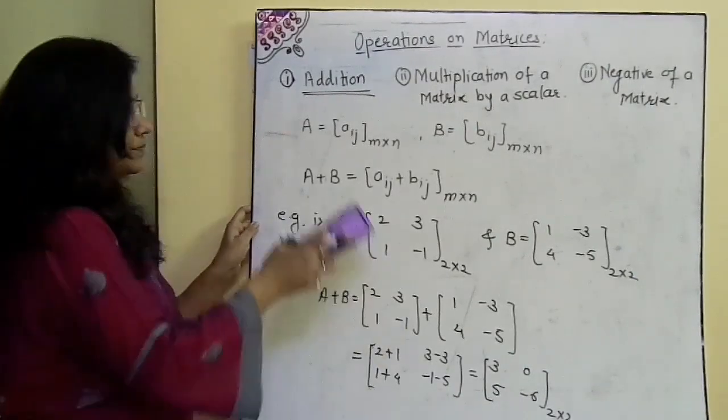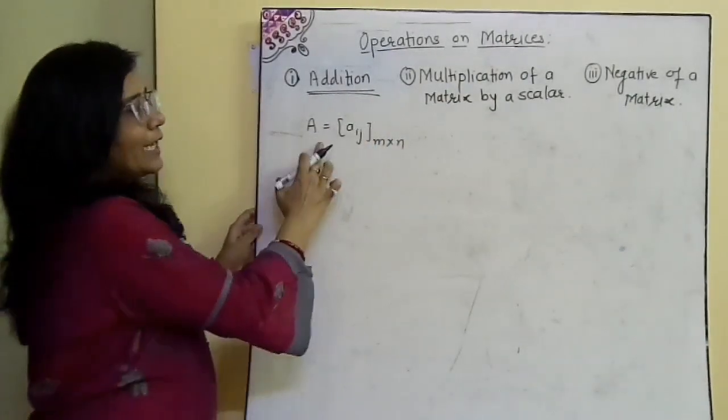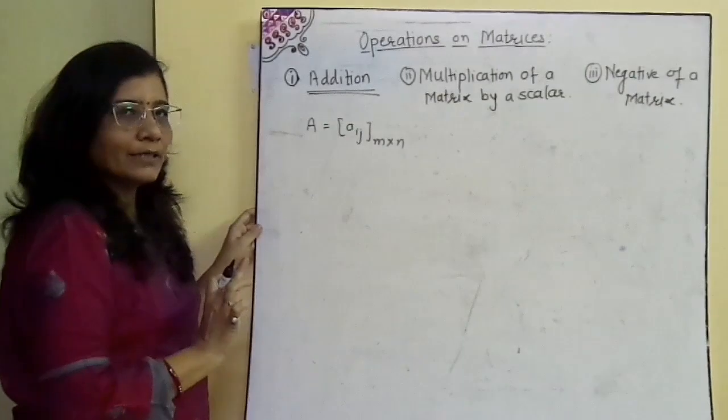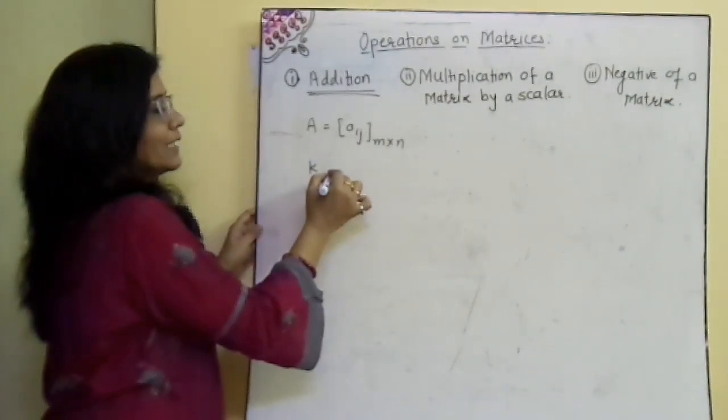That's it. Now we will see multiplication of a matrix by a scalar. Suppose A, Aij, m by n, is a given matrix, and k is any scalar.